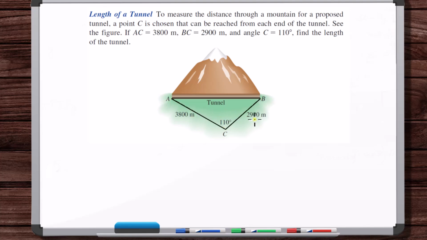So, okay, we want to solve this triangle here. We've got two side lengths and an angle. That could mean side-side-angle or side-angle-side. Side-side-angle would use the ambiguous case of the law of sines. Well, no, this is side-angle-side, so that's the law of cosines. We're trying to solve for this distance x.